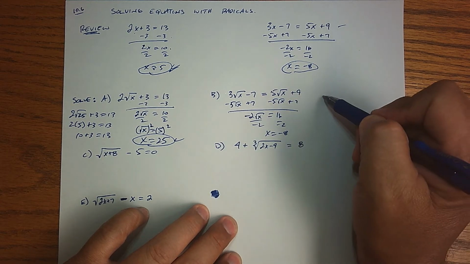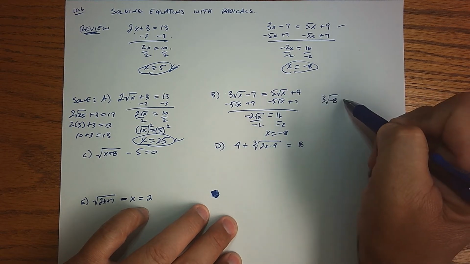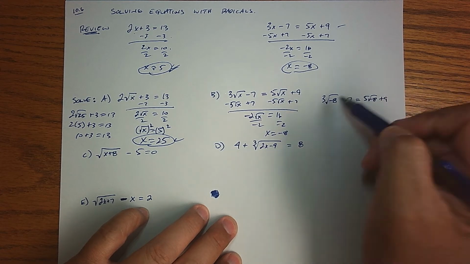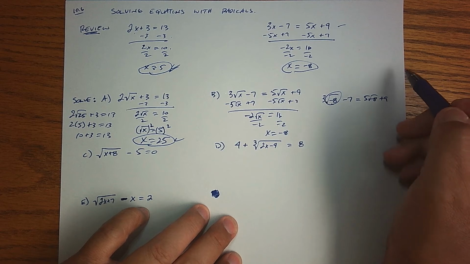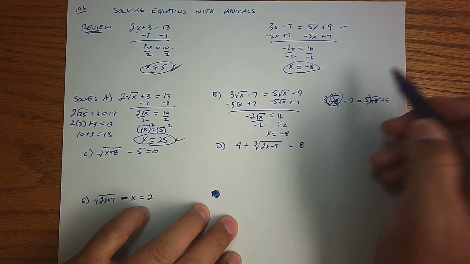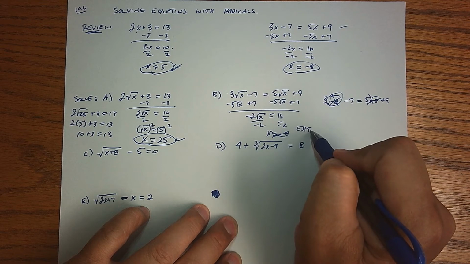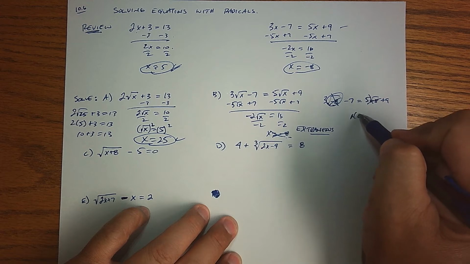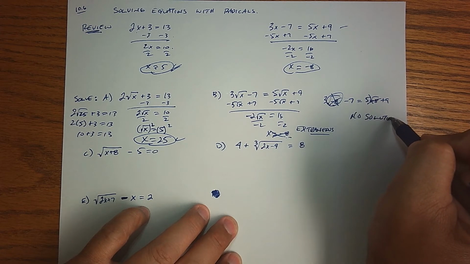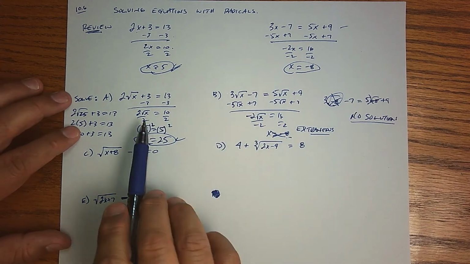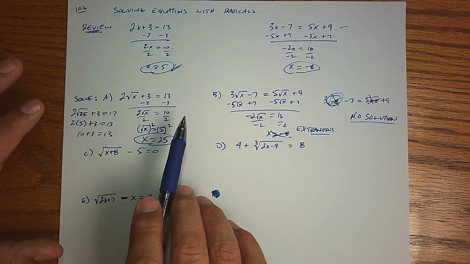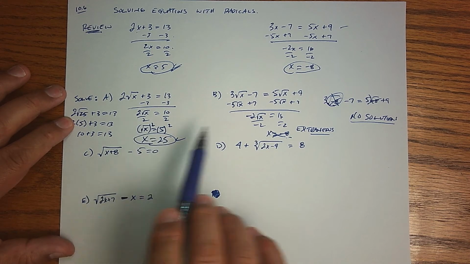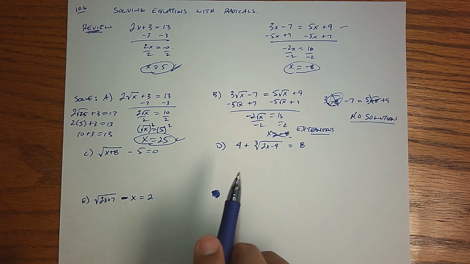However, when I check this, we're going to have 3 square root of negative 8 minus 7 equals 5 square root of negative 8 plus 9. And what do we know about square roots of negatives? They're no good. So despite all that great work, what we end up with is an extraneous solution. And since this is the only solution that came up, this equation would have no solution. So be careful here. We know that square roots have problems with negatives. So when we find our answer, we better go back and make sure that it actually works, or it's extraneous. So be very aware of that.